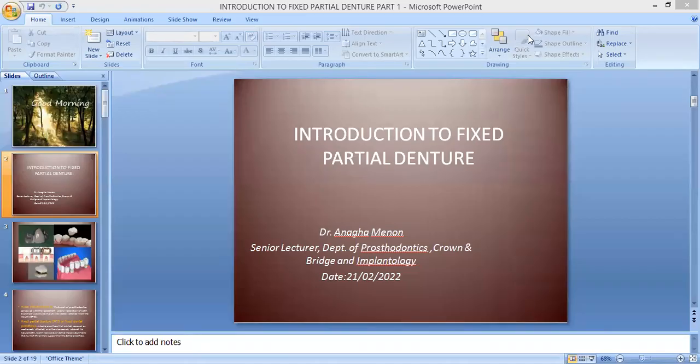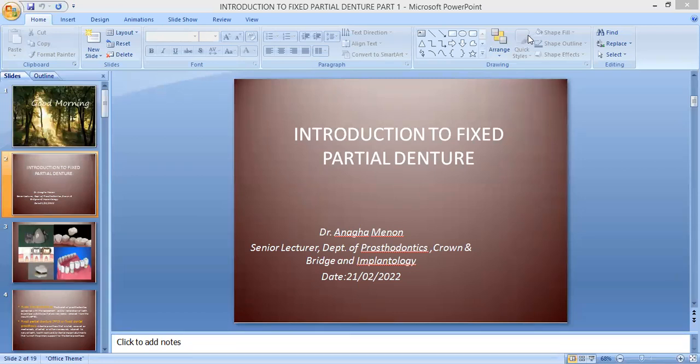Good morning. The topic for today's class is Introduction to Fixed Partial Dentures. The nature of a fixed prosthodontic treatment can vary from the restoration of a single tooth to the rehabilitation of the entire dentition. These restorations are the best practice builders for any clinician and can instantly restore the image and confidence in the patient.